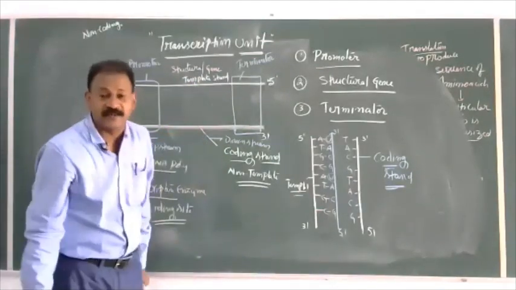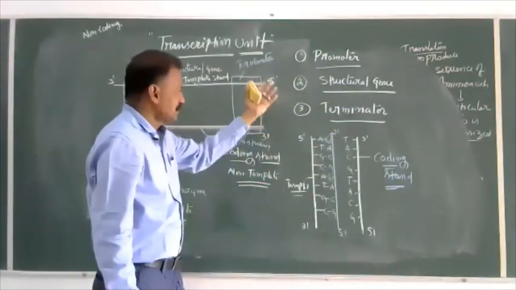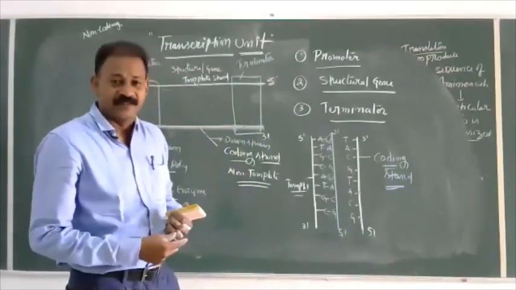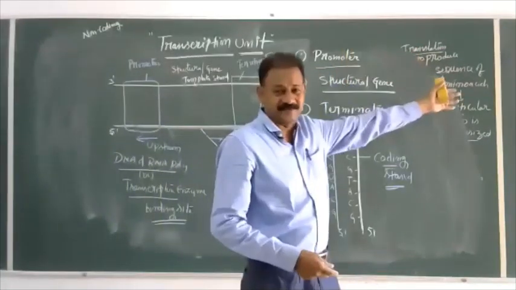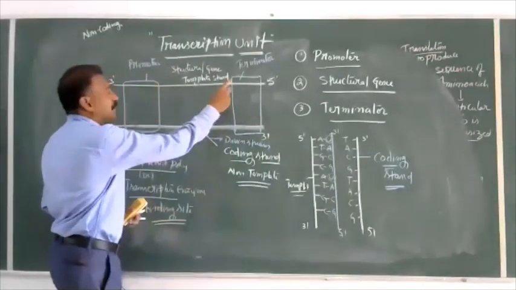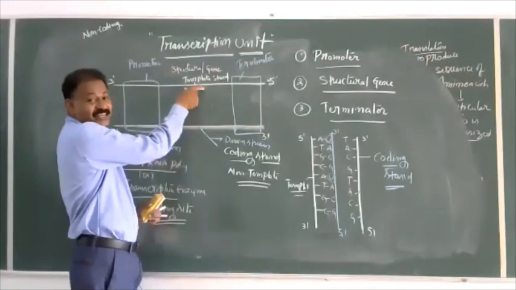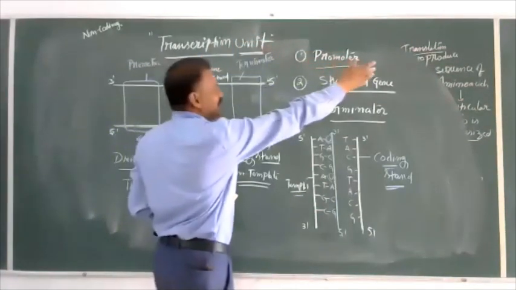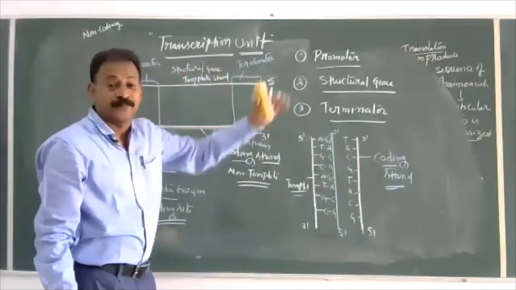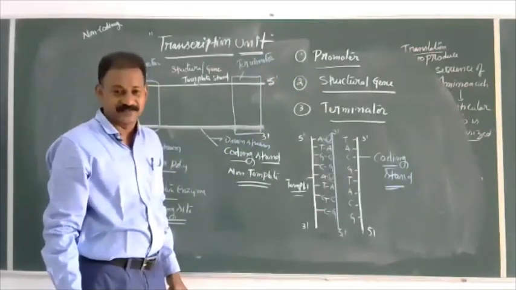A transcription unit has a promoter, structural gene, and terminator. Which part of the transcription unit is responsible to express in the form of a gene? The structural gene, the area of DNA between promoter and terminator. The structural gene is responsible to express in the form of a character, a sequence of amino acids, or a polypeptide chain or a protein which has to be synthesized.